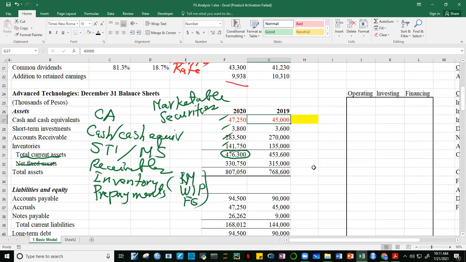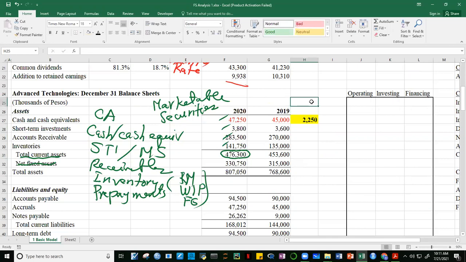Did cash increase or decrease? Decrease. Yes, correct. No, it increased. By how much? Well, we just get the difference. No? So cash increased by 2,250. Ito yung iimbestigahan natin, guys.